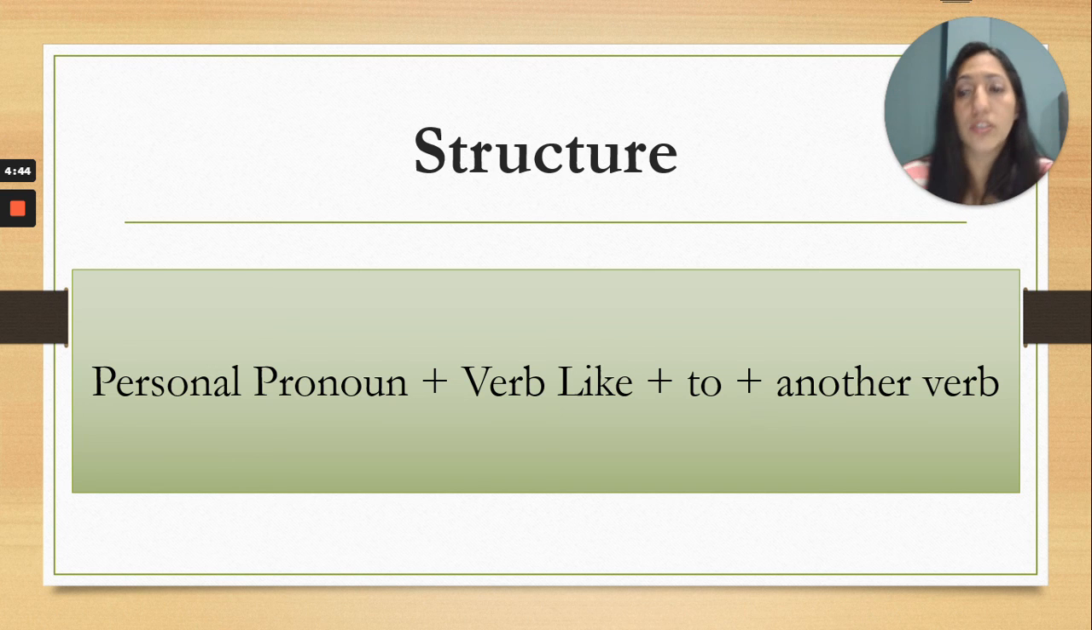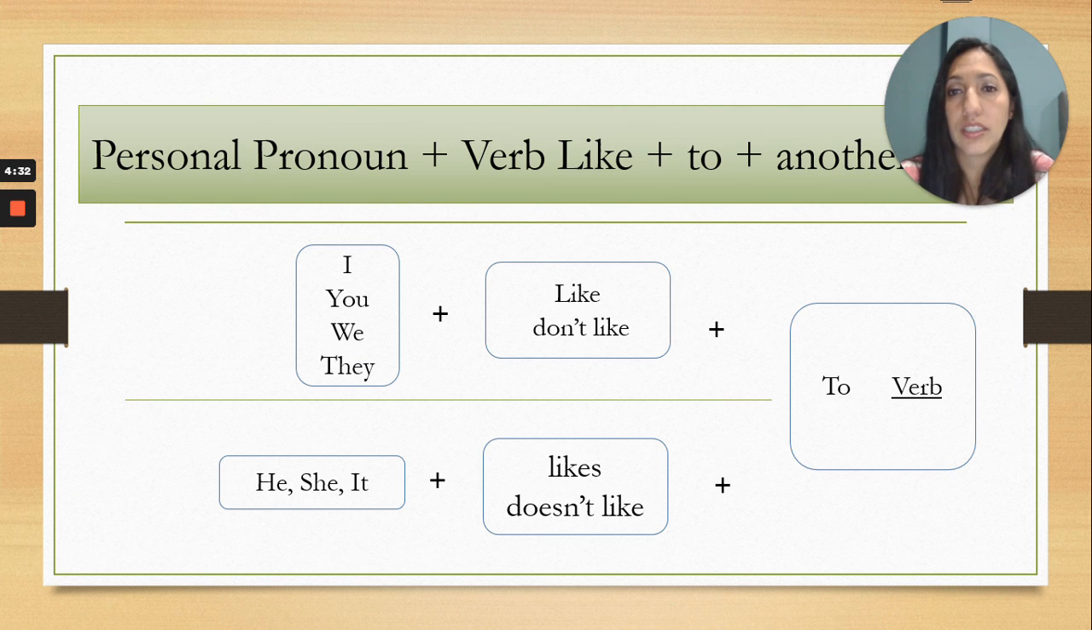The structure for the verb like is: personal pronoun plus verb like plus to plus another verb. The personal pronouns are I, you, we, they, and he, she, and it. I want rules for the third person in the personal pronouns.